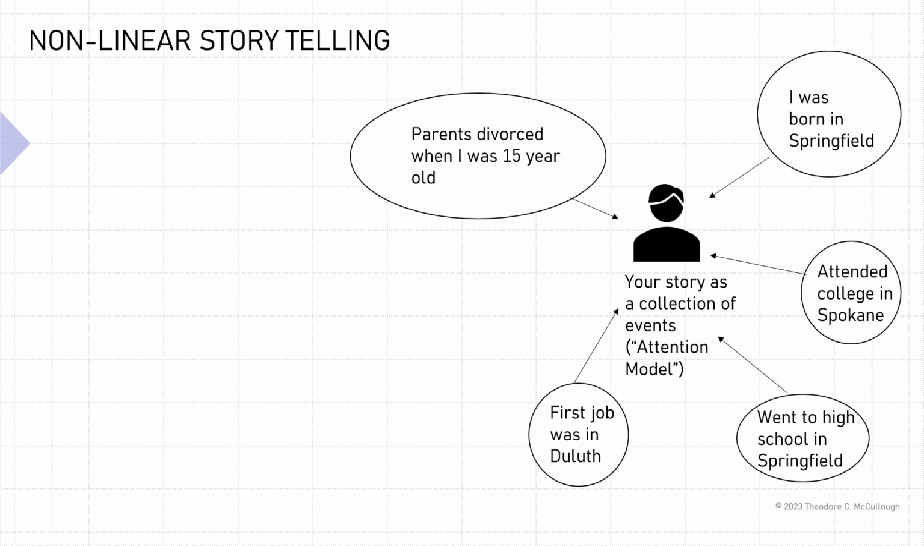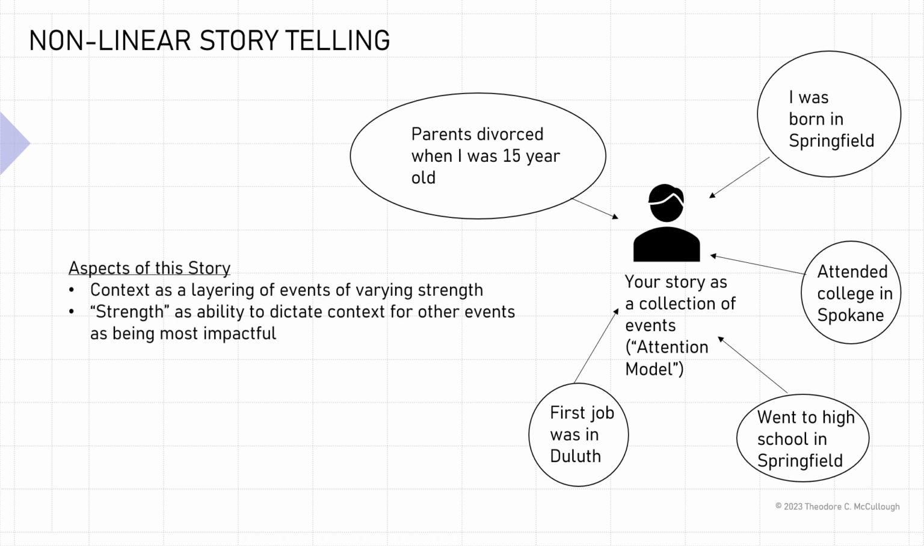In contrast to linear storytelling, there is nonlinear storytelling. An example of this would be a flashback sequence in a movie. And so the way this works is that, in contrast to a number of linearly understood events being impactful in defining one's story, you have a number of discrete events that define one's story. So, for example, we have the point that someone's parents divorced when they were 15, which is just different than the fact they were born in Springfield, or that they attended college in Spokane, or went to high school in Springfield, or that their first job was even in Duluth.